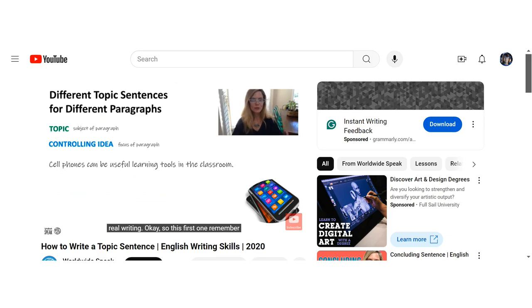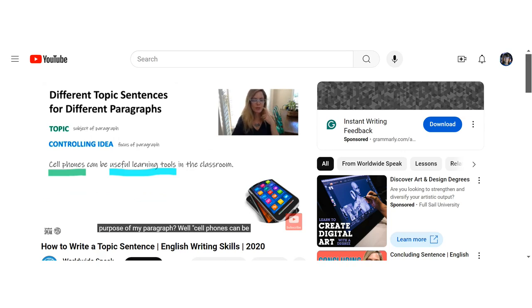Okay, so this first one, remember the topic is the subject, the controlling idea is the focus, and you have seen this sentence before. So I bet you remember that cell phones was the topic and that useful learning tools was the controlling idea. That's our focus. So when we read this sentence, what type of paragraph do we think this is for?